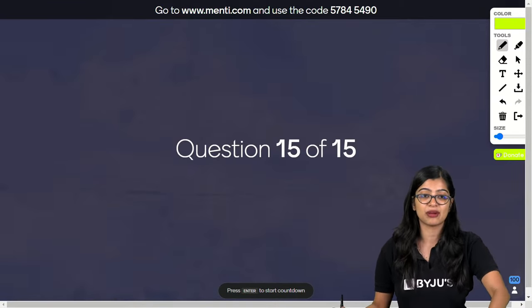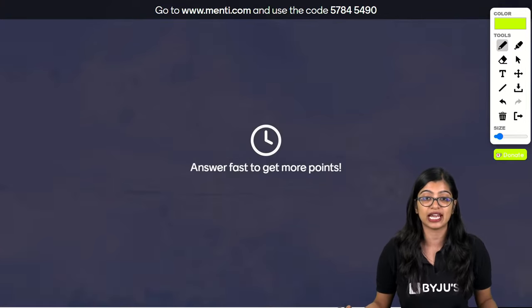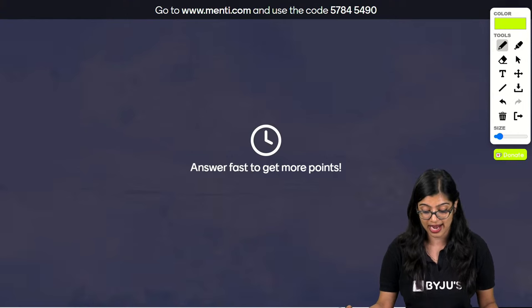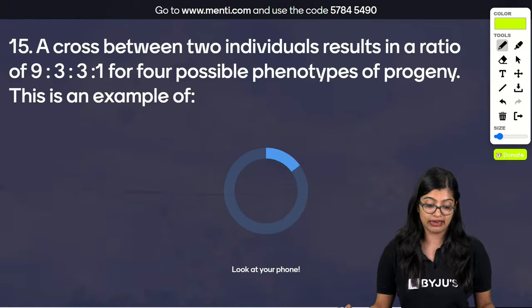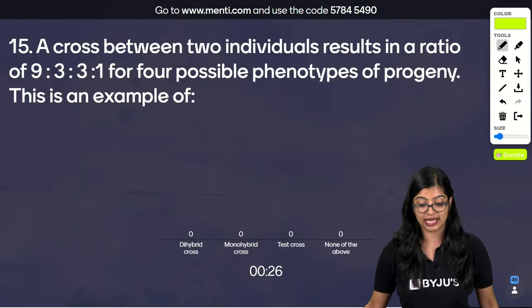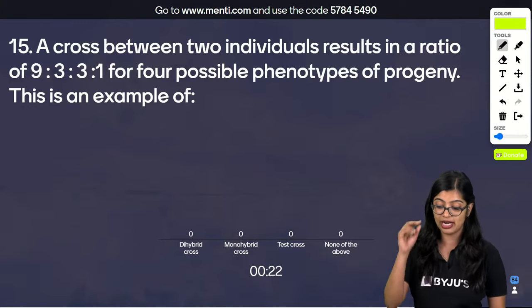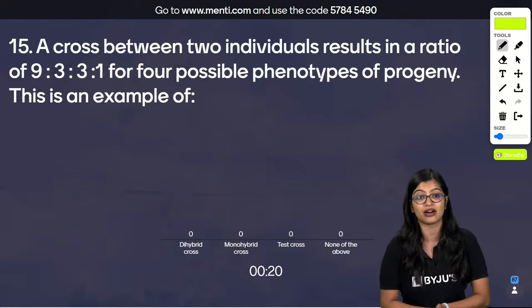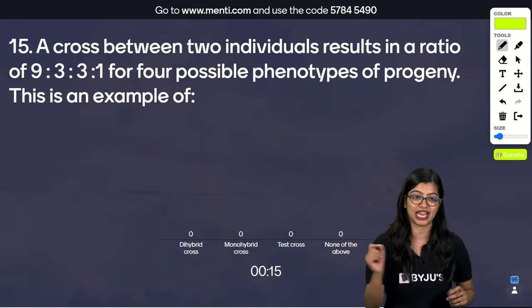Now, with this, of course, everybody, we are moving on to the last question for today. Question number 15 on your screens now, right? So, if a cross between two individuals results in a ratio of 9:3:3:1, you have four possible phenotypes. This is an example of what? Dihybrid, monohybrid, test cross, none of the above. 9:3:3:1 is which cross ratio?